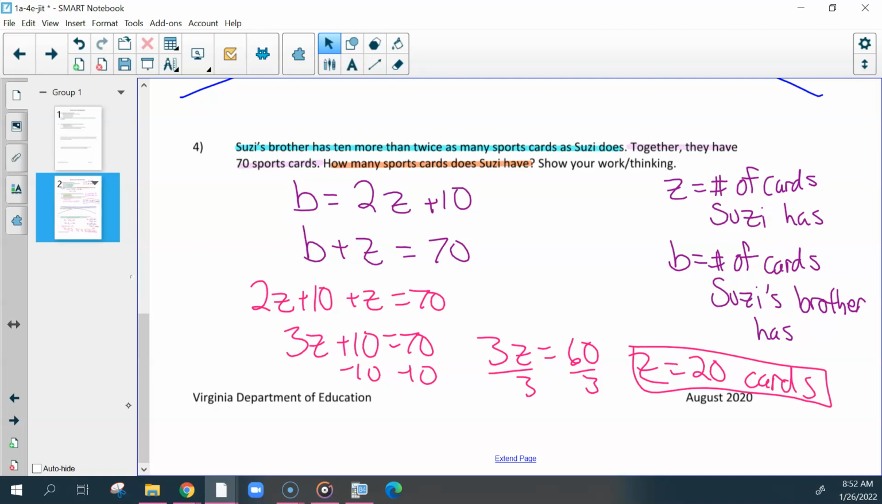Then if you put this back in, if you take this and you substitute it in for B, this is the work for that. So you would then combine your like terms and solve for Susie's variable to get 20. And if you put that back in, it works because B would then be 50. 50 plus 20 equals 70. 2 times 20 is 40, and 40 plus 10 is 50. So those both would work.